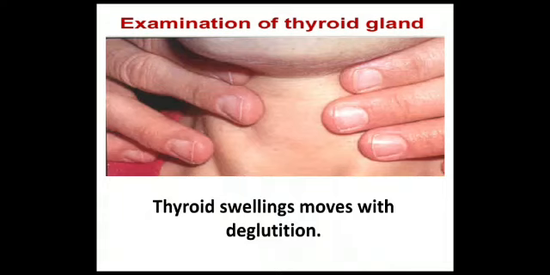So to examine the thyroid gland, we are going to stand behind and examine the thyroid, what is called the bimanual method, where you use your two hands or the fingers to palpate the thyroid gland. You ask the patient to swallow. So if the thyroid gland moves with deglutition, we can confirm it is a thyroid gland swelling. If it does not move during deglutition or swallowing, then it is not a thyroid swelling.